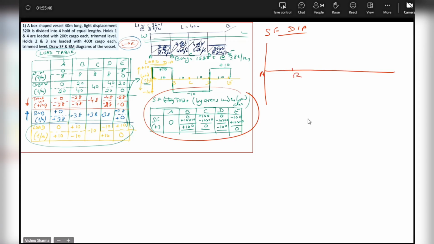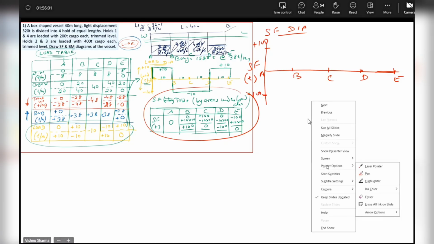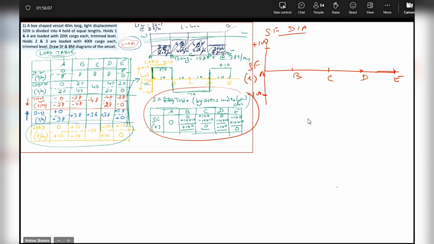A, B, C, D, and E. SF will be in tons. It is plus 100 to minus 100. Now look at the values; let me put the values first and then I'll ask you the questions. SF at A is 0. SF at B is plus 100.